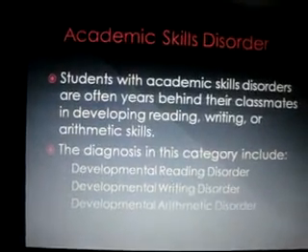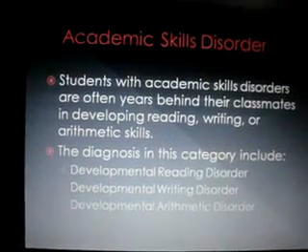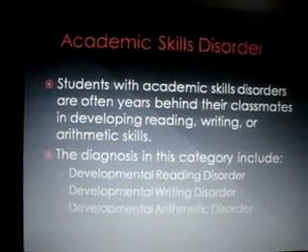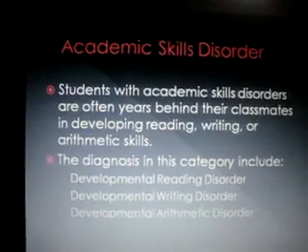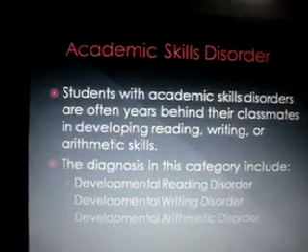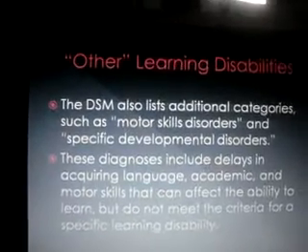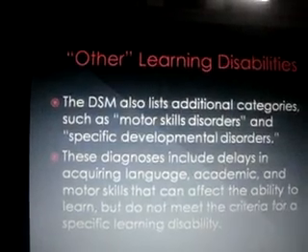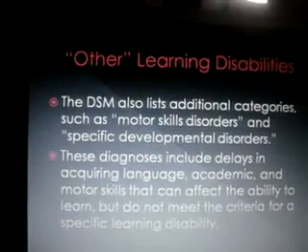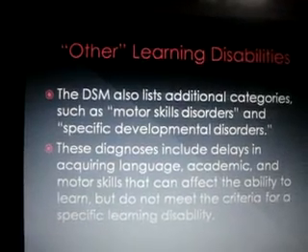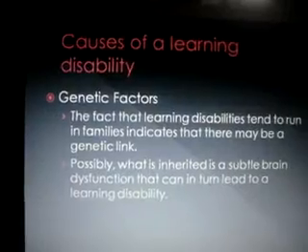Academic skills disorder. A student with academic skills disorder is often years behind their classmates in developing reading, writing, and arithmetic skills. The diagnosis could be developmental reading disorder, developmental writing disorder, and developmental arithmetic disorder. The DSM also lists additional categories such as motor skills disorder and specific developmental disorders. These categories include delays in acquiring language, academic, and motor skills that can affect the ability to learn.